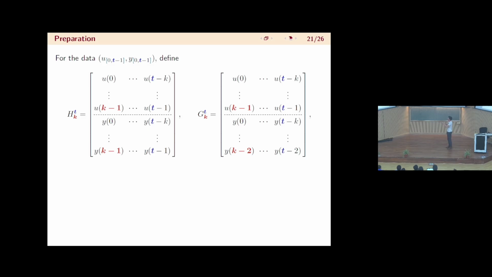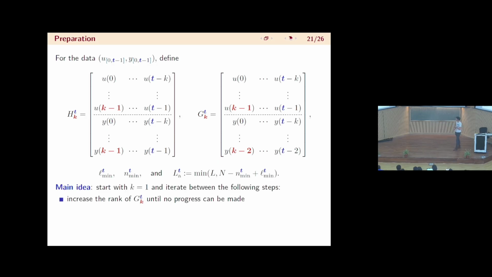So G_k^T is just this Hankel matrix, but I remove the last row of outputs. Similarly, I can also define L_min at a certain time t, N_min at a certain time t. So these are the numbers L_min and N_min determined on the basis of the data up to time t, and the actual bound on the lag, L_t.